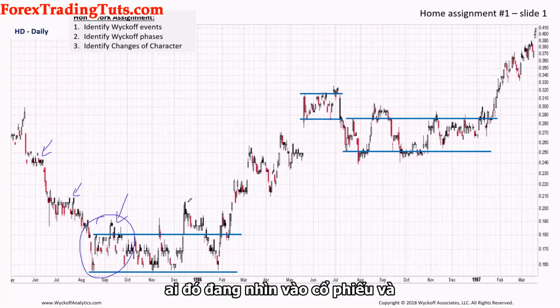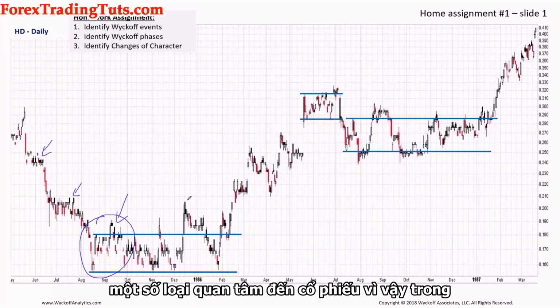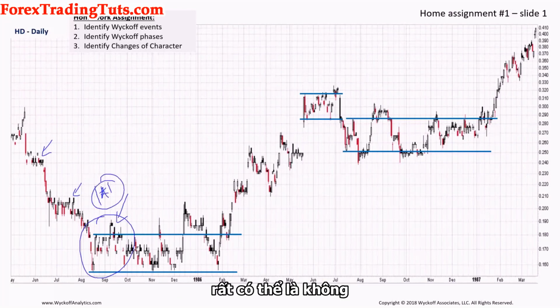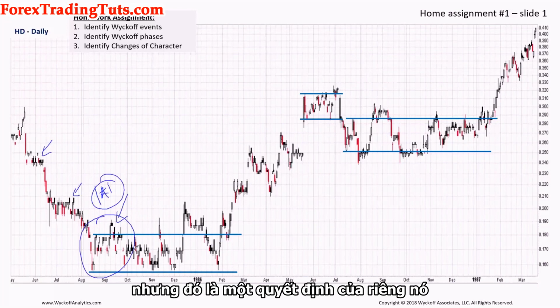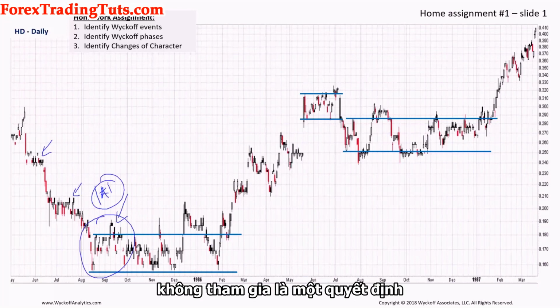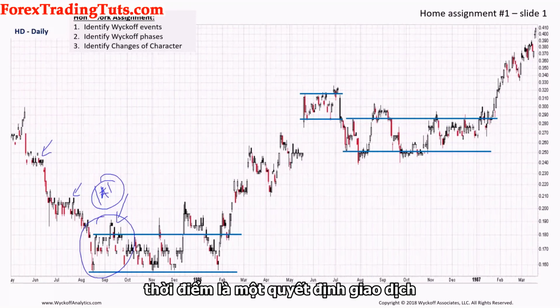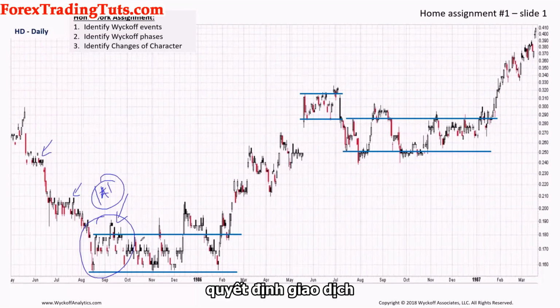Let's say somebody is looking at the stock and identifying maybe some kind of interest in the stock. So in phase A, what kind of trading decision are we going to have at this point? Most likely none, but that's a decision on its own. Not to participate is a decision. Not to be involved, not to get your risk exposure at this point of time, is a trading decision. Doing nothing, sitting on your hands, is a trading decision. So those types of decisions are going to be important in phase A.